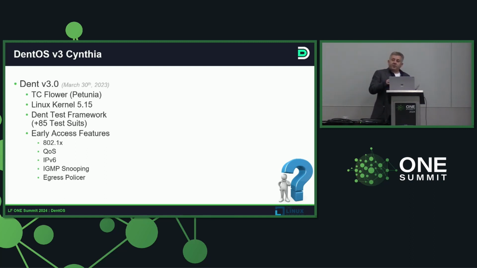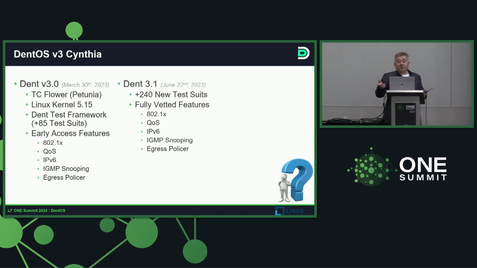The full testing of some of the features was not fully vetted with our new framework, so we just call them early access features. However, as a follow-up, in the Dent 3.1 release, which came about 3 months later, we added a large number of test suites. The total number of test suites that we added is 240, with lots of tests in them. We also vetted the features that were made available as early access in the previous release. Some notable features are 802.1X, QoS, IPv6, IGMP snooping, and egress policy. These are all very enterprise-centric features made available to the community.